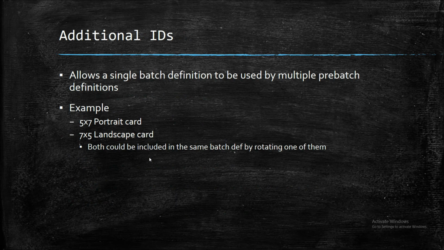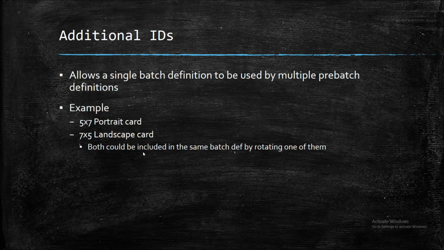Then we have additional IDs, and this allows a single batch definition to be used by multiple pre-batch definitions. So why would we do that? Consider an example where you have a 5x7 card product and a 7x5 card product. Those are essentially the same size, it's just that one is rotated, with a different orientation than the other. From a batching perspective, we can batch both of those together. We simply need to tip one of them over and rotate it 90 degrees so that they all are going the same direction on the final batch imposed sheet.